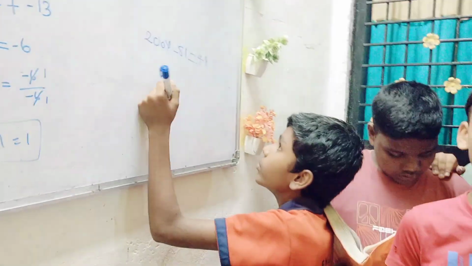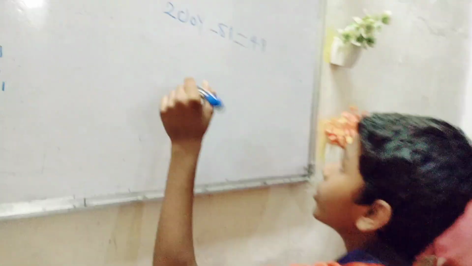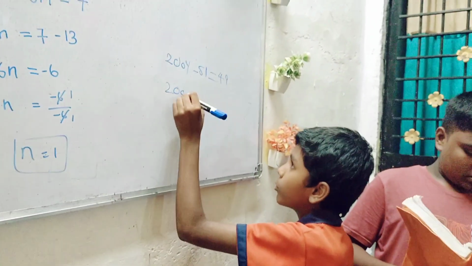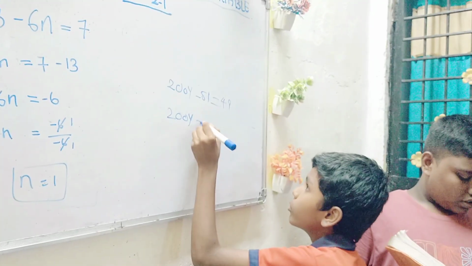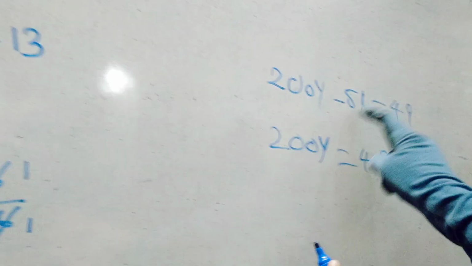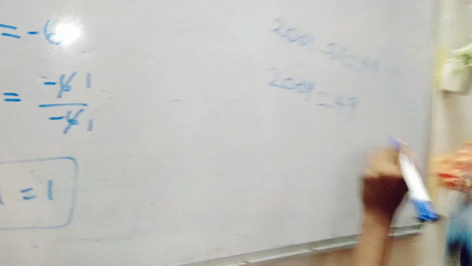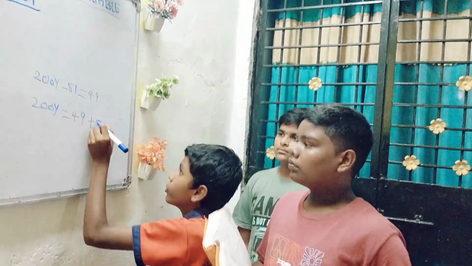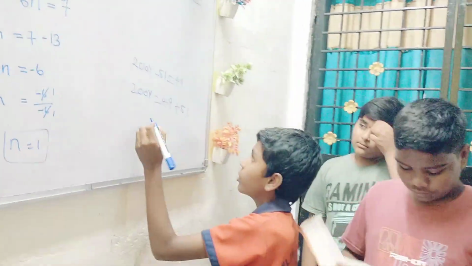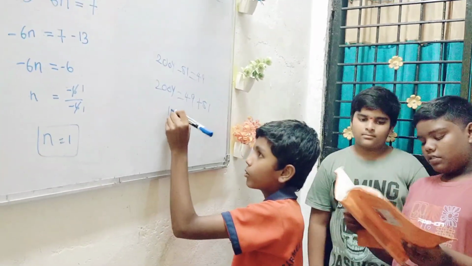Okay, come on. How will you do it? See, does it look like y? 200y is equal to 49. This minus 51 will become plus 51. Write it there. Here, dear. Plus 51. 49 plus 51, how much? Write it.